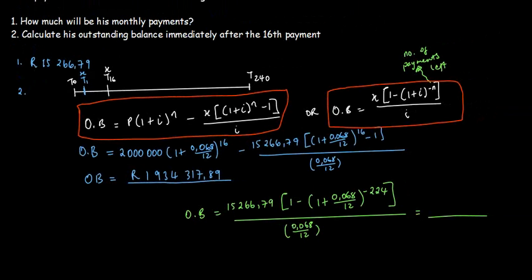Sir, I have a question. Why is it that for the second formula, we put it to the power of a negative n instead of positive? 1 plus i. Oh, you are saying why does the formula have a negative n? Yes, sir.